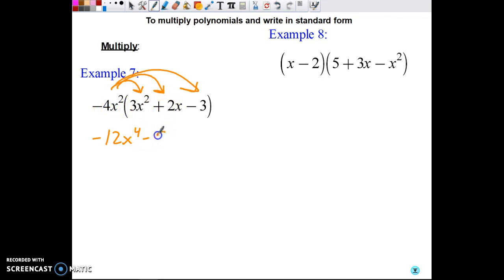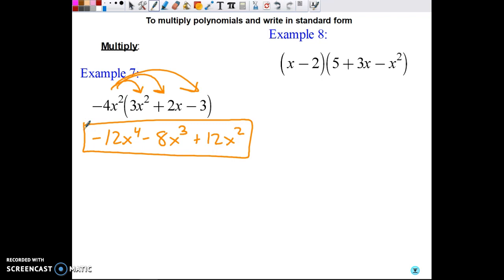Negative 4 times positive 2 is negative 8. X squared times x is x to the 3rd. Negative 4 times negative 3 would be positive 12. X to the 2nd times x to the 0 is just x to the 2nd. And there I have it, no like terms. I'm completely done. Now finally, example 8.